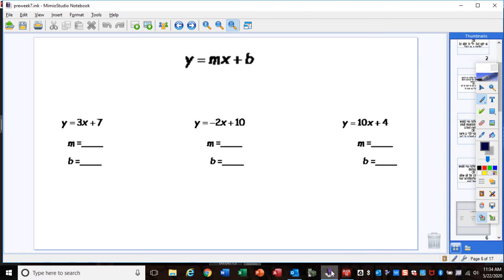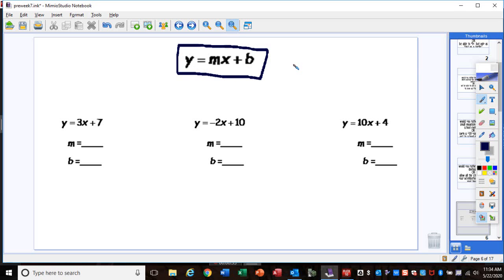Remember our goal. I just want to show you as much as I can to get you ready for Algebra 1. That's the main idea here. If you remember back a long time ago this school year, we did y equals mx plus b, and that is the equation of a line in what we call slope-intercept form.